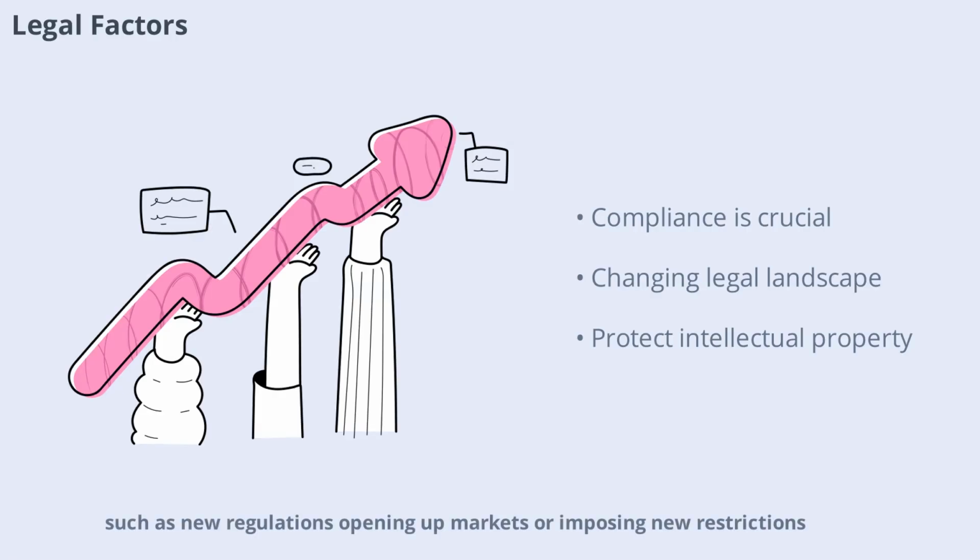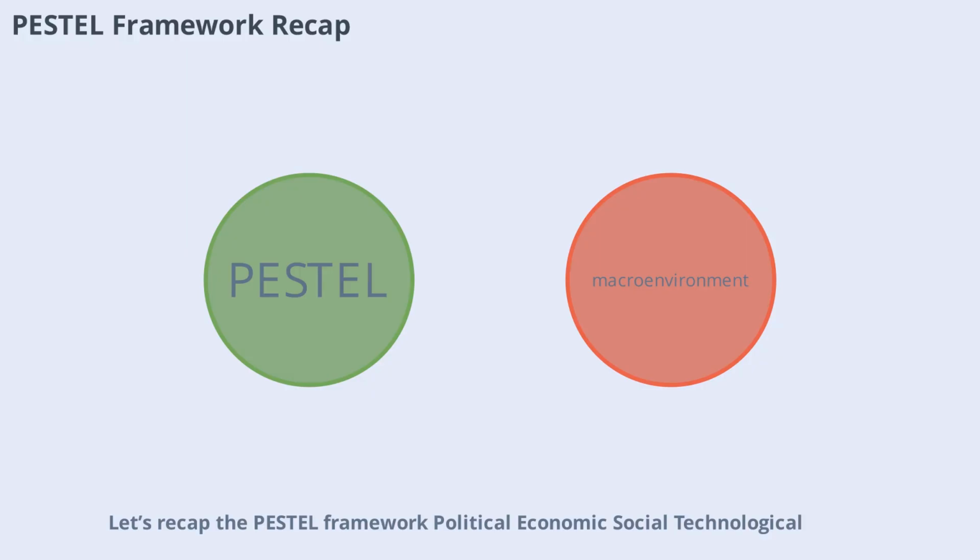Let's recap the PESTEL framework: political, economic, social, technological, environmental, and legal factors. This structured approach ensures that businesses consider all major external influences. By systematically analyzing each category, organizations can uncover hidden opportunities and anticipate potential threats, making their strategic planning more robust and effective.